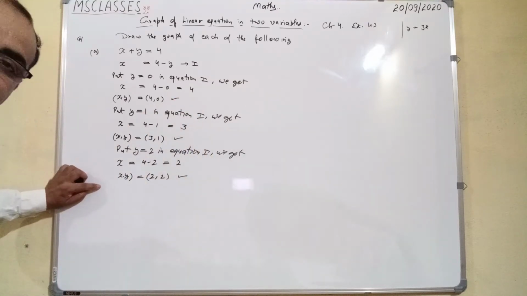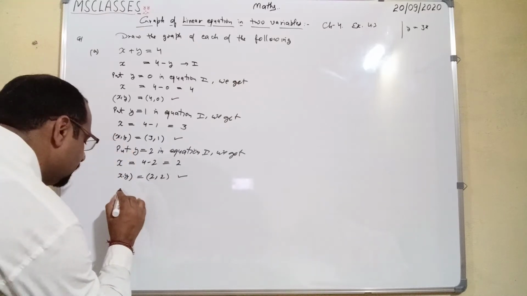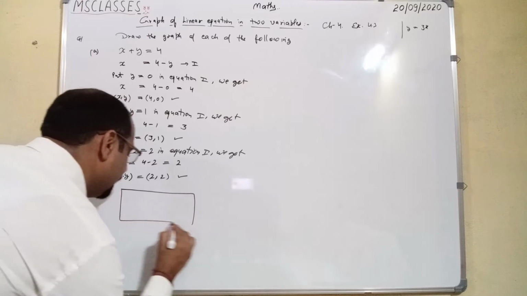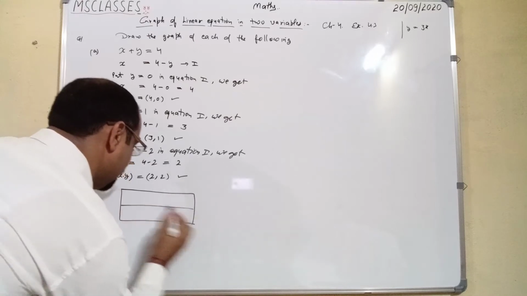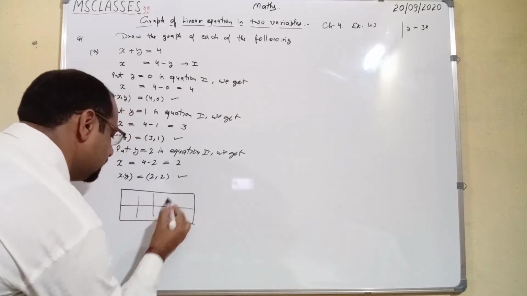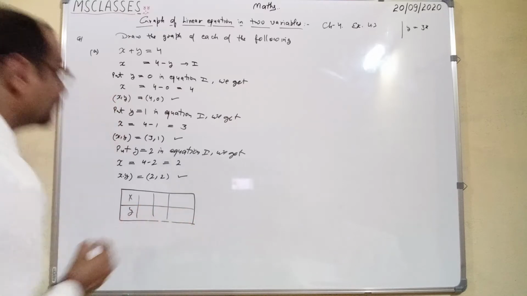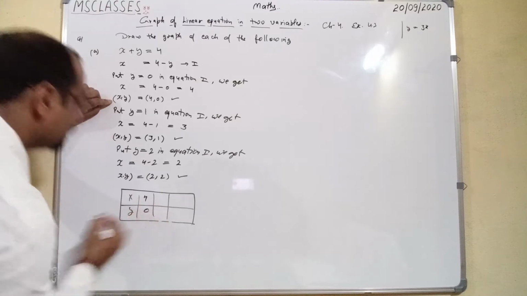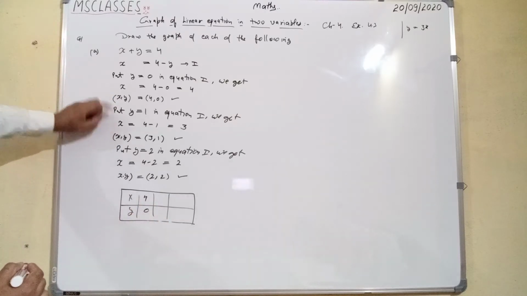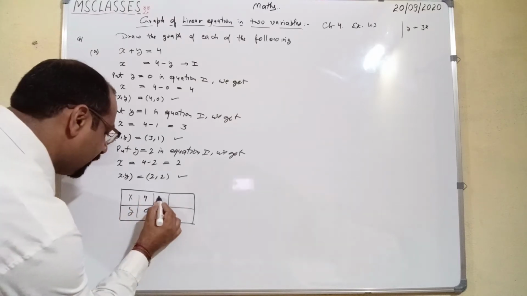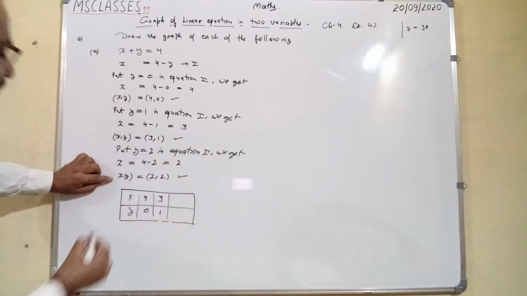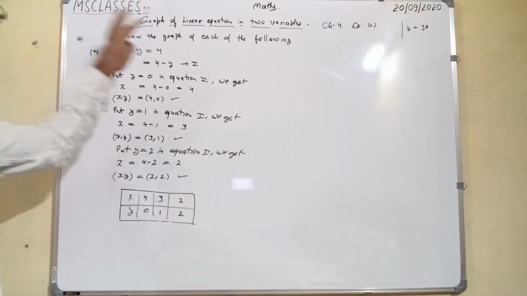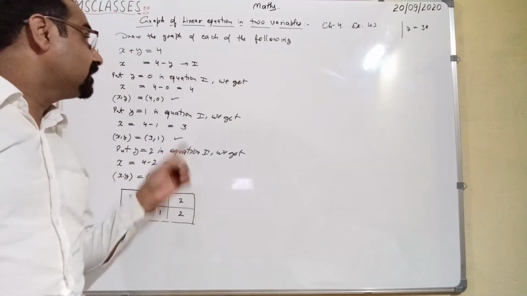Now we have to make a table of values of x and y. So this one is x comma y. First, the value of x comma y is 4 comma 0. In the second coordinate, this is 3 comma 1 and then 2 comma 2. So this is the solution of your question.